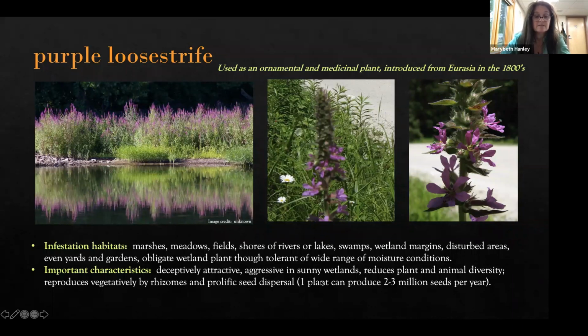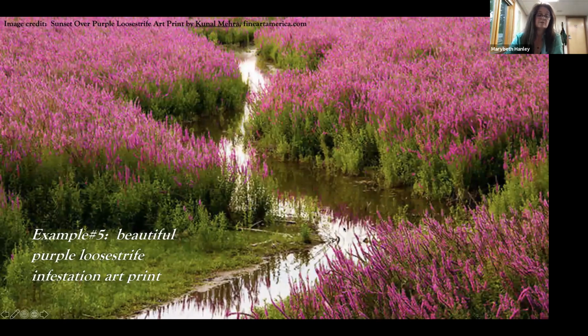And this is another prolific seed dispersal species. One plant can produce 2 to 3 million seeds each year. And here's a picture of, this is actually an art print. It's a beautiful picture, and you can really appreciate how invasive it is. You can buy this. I put the reference to all the credits for images that aren't mine.